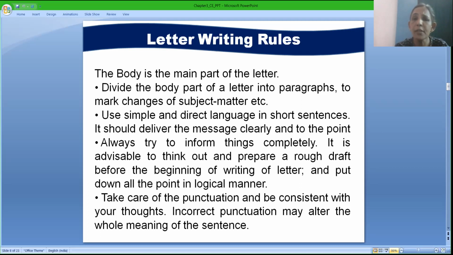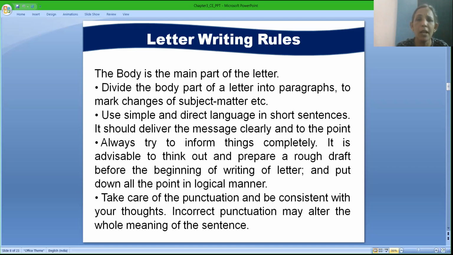Now there could be different subjects. Please remember, the subject line is not a complete sentence; it has to be a phrase or in an incomplete form, so that the important keywords can be registered by the reader of that particular letter. Once after writing the subject, start with the salutation, and after writing the salutation, begin with the body part, the main part of the letter.